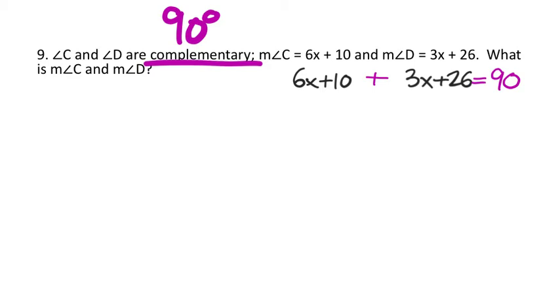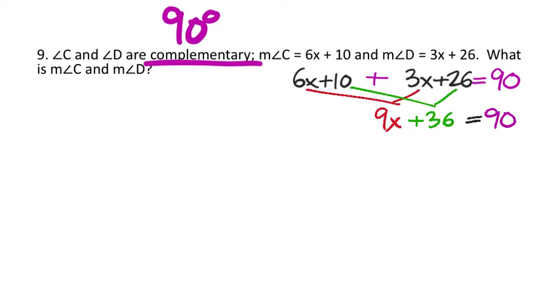First thing I would do on this, I would look for a distribution, but I don't see any. So then I would go straight into combining like terms. With the 6x's and the 3x's, that would combine to be 9x's. The 10 and the 26 would combine to be 36 positive. And this equals the 90. Okay, so we just simplified the expression.